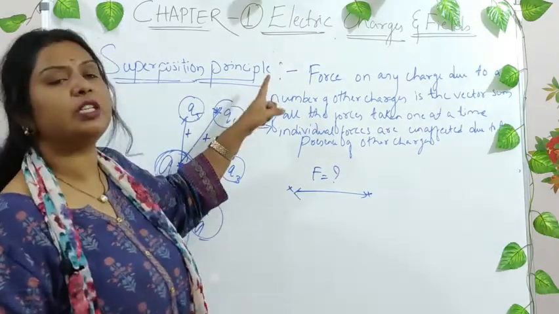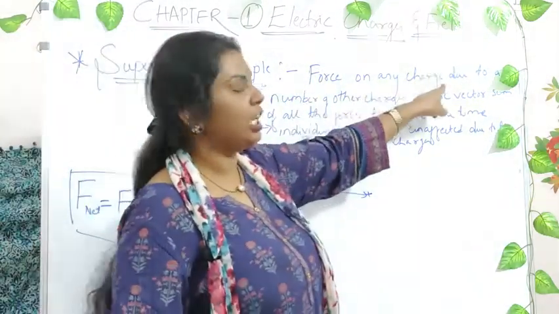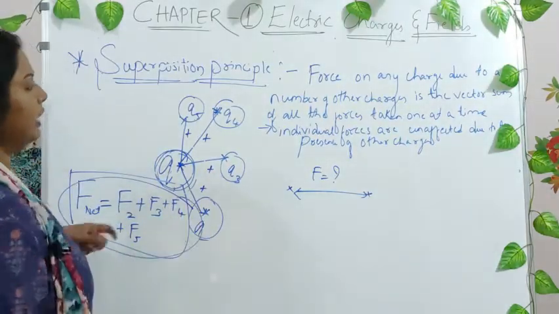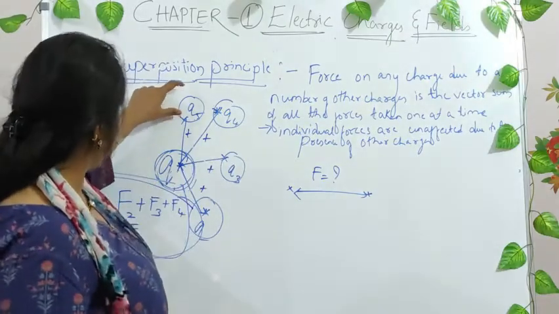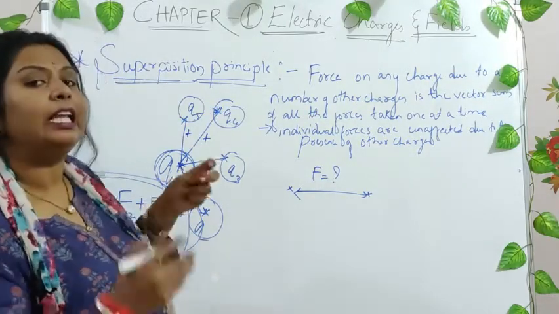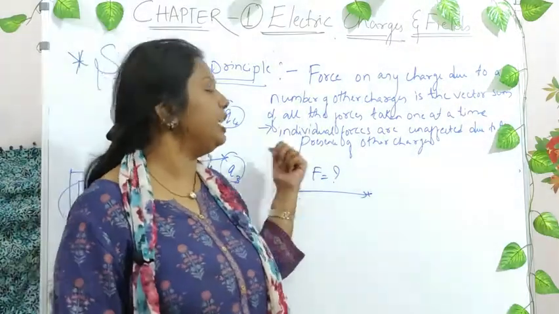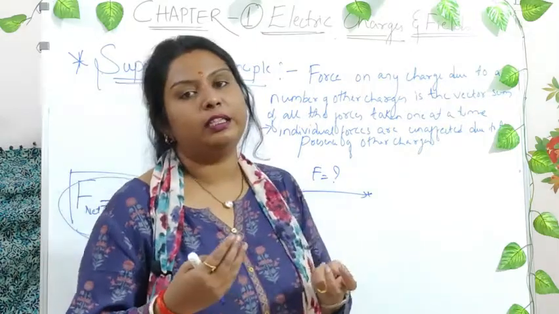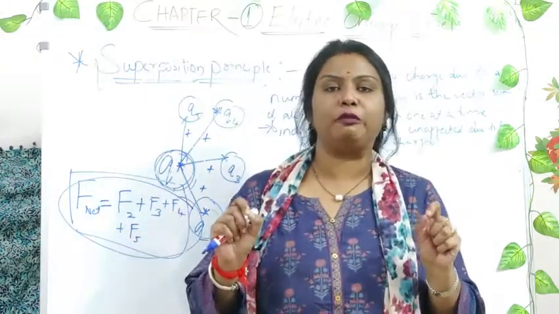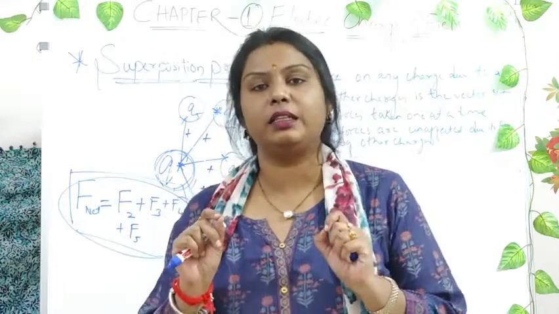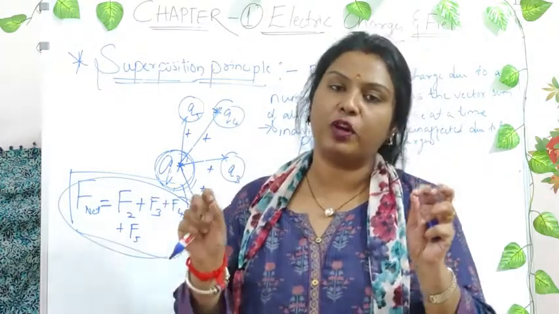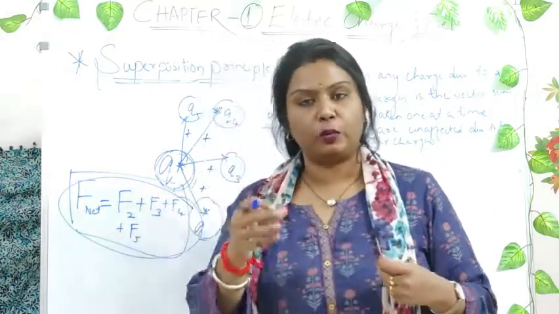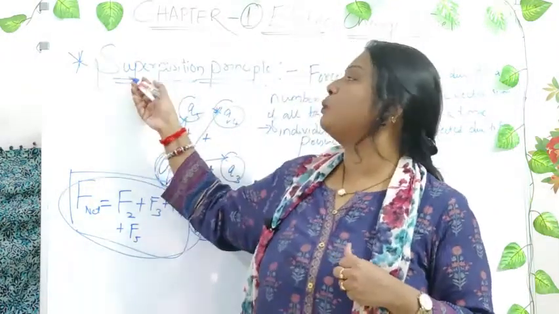And hence the superposition principle says the force on any charge due to a number of other charges is the vector sum of all the forces, and the individual forces, that is F1, F2, F3 and F4, are not affecting each other, right? Is that clear? Now make a note: whenever you want to calculate the electrostatic force between 2 point charges, you use Coulomb's law, and whenever you want to calculate the force on a particular point due to many charges, you use the superposition principle.